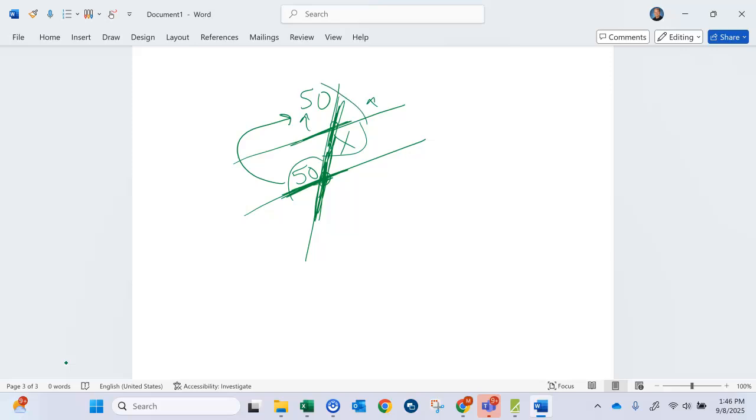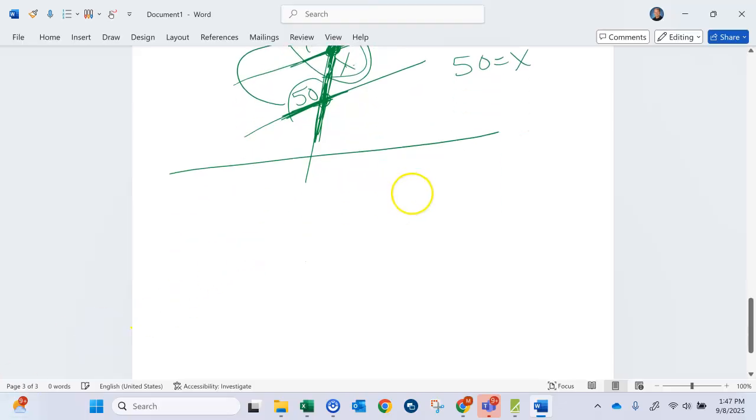Now, we look at this one over here. What's the relationship between that 50 and x? Well, now they're around the same point. They're vertical, right? Okay, they're vertical. So that means 50 is equal to x, okay? All right, so that's how you do these kind of problems.